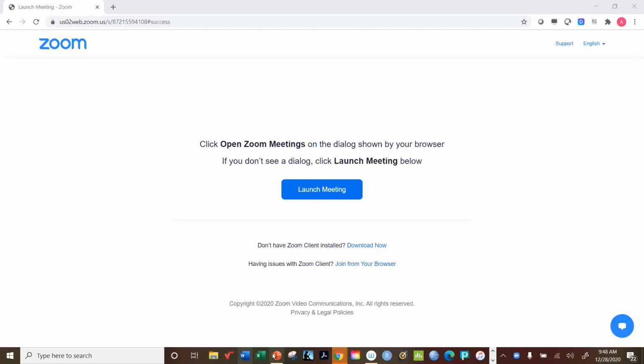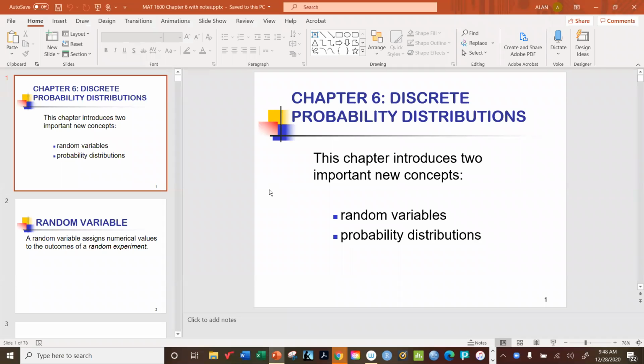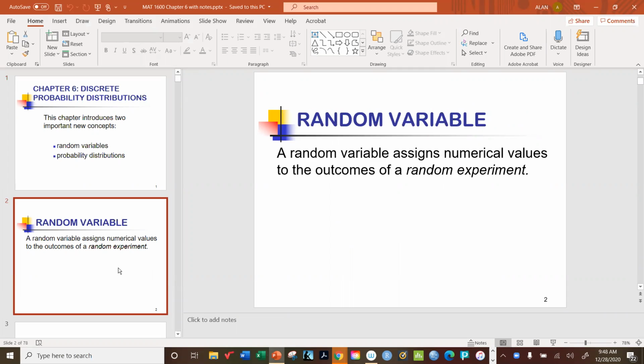All right, so today we'll start looking at chapter 6, which is our introduction to discrete probability distributions. In this chapter, we will be introducing two incredibly important new concepts. Almost everything that we do from this point on will be based on these two ideas, which are random variables and probability distributions. So let's start with the random variables.